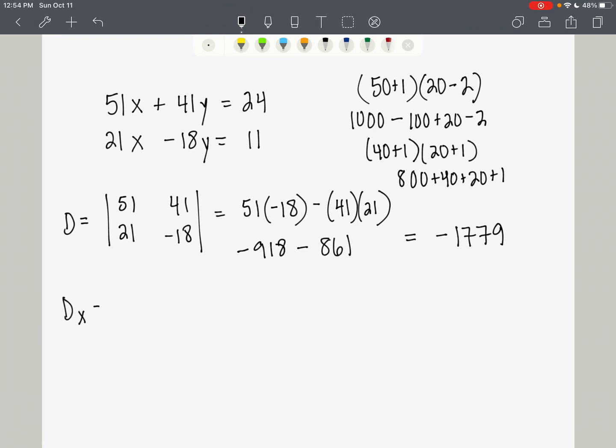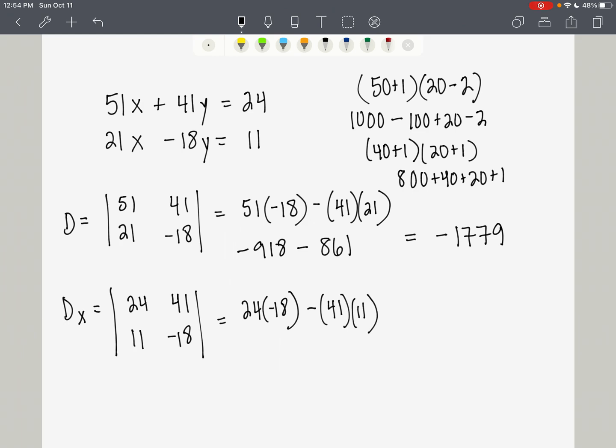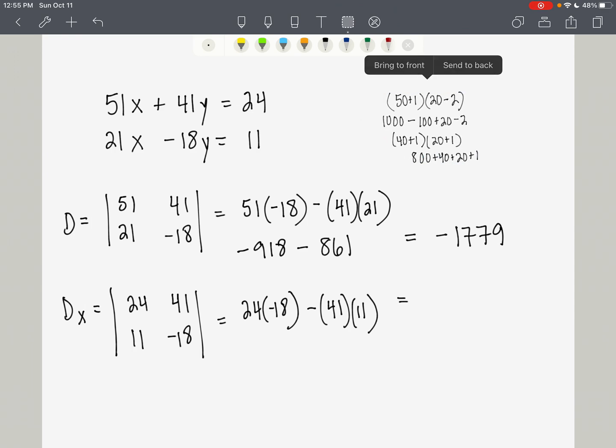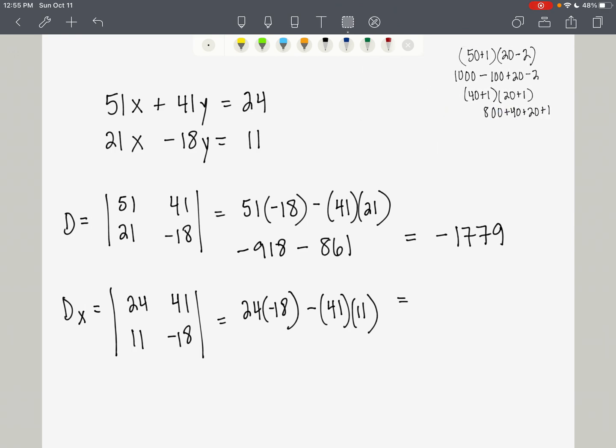The determinant of x is going to equal, we're going to replace the x's with our constants. The y column is going to stay the same. I have 24 times negative 18 minus 41 times 11. I'm going to resize this because that's my work. I'm going to change my color to gray so that I can do more work here.